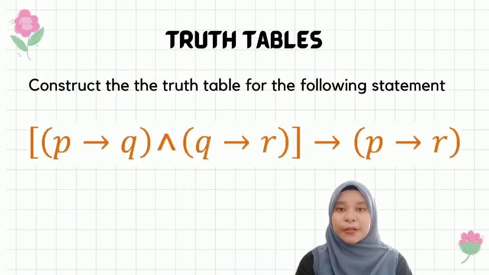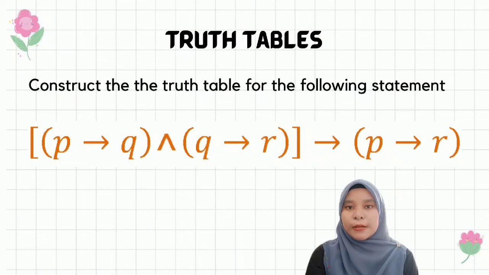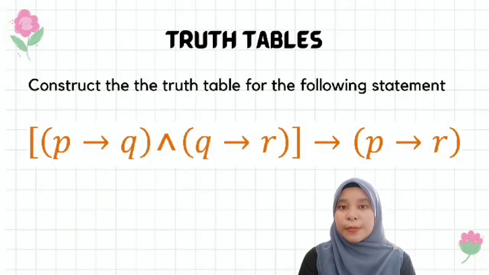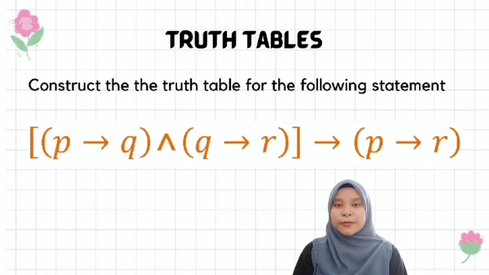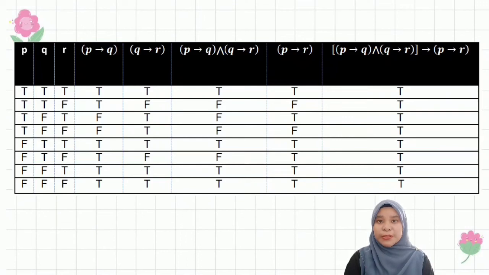Okay, for this example, I will show you how to construct a truth table. The statement is, in bracket, P implies Q, and, in bracket, Q implies R, close bracket, implies, in bracket, P implies R. From this statement, we can see that we have three propositions, which are P, Q, and R. So here are the tips on how to construct a truth table for three propositions. Each proposition will have two truth values, which are true, T, or false, F.